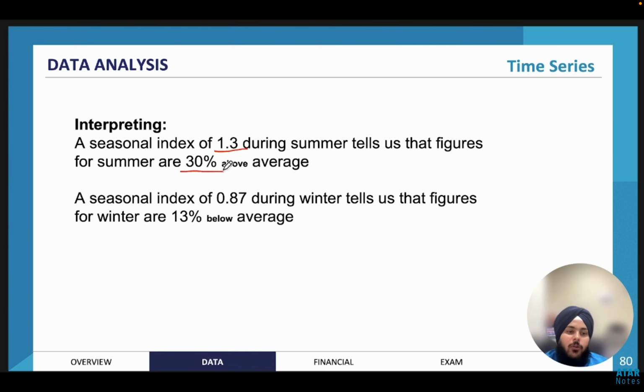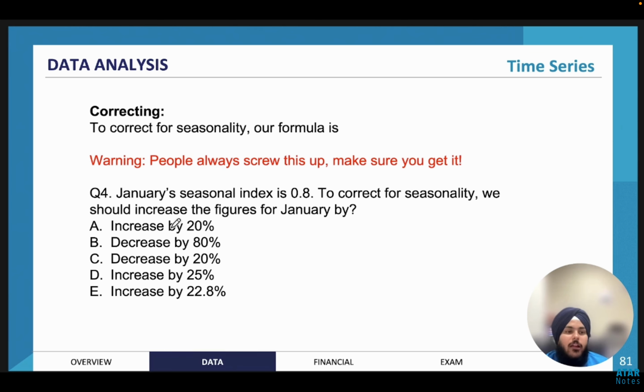Similarly, if it's below, all we need to do is do 1 minus 0.87, or whatever that value is, times by 100, again to determine the percentage. So we can say if the seasonal index is 0.87 during the winter, this tells us that the figures are 13% below average. So that's how we interpret seasonal indices.